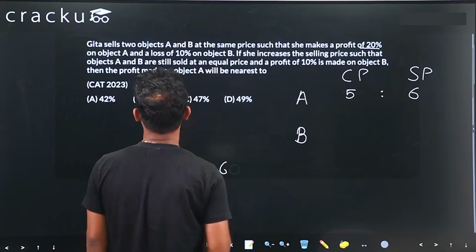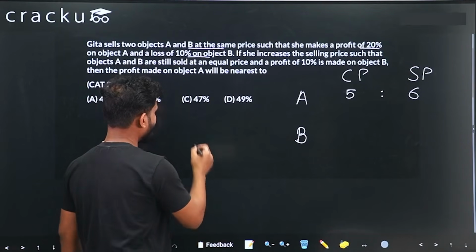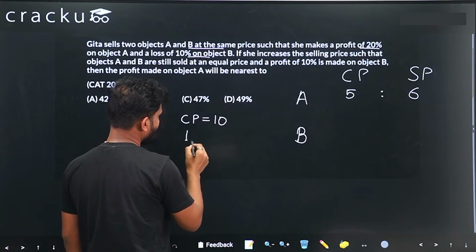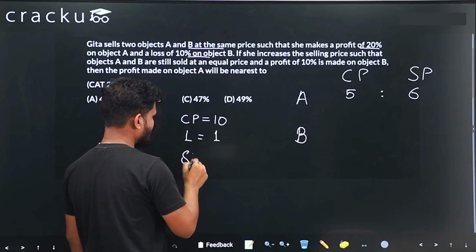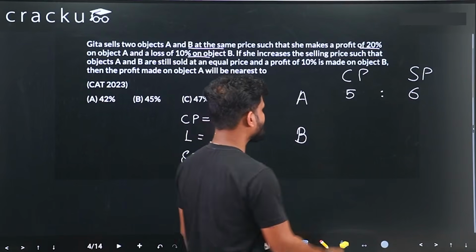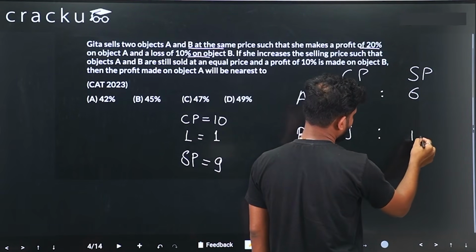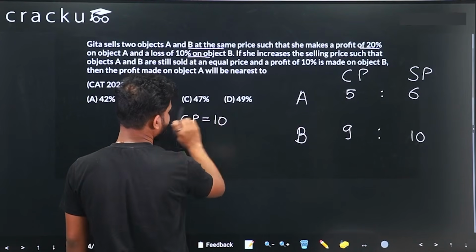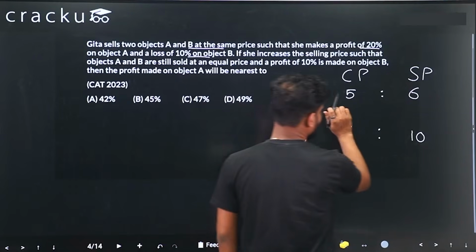Similarly, object B is sold at 10% loss. So if cost price of object B is 10, loss will be 10% of cost price, that is 1 rupee. And selling price will be cost price minus loss, which is 9. So here the ratio of cost price to selling price will be 10:9.